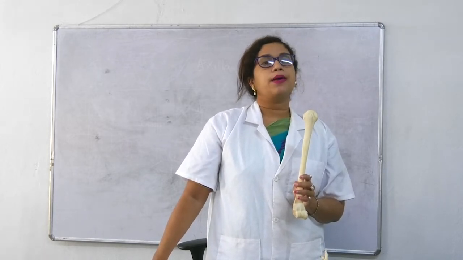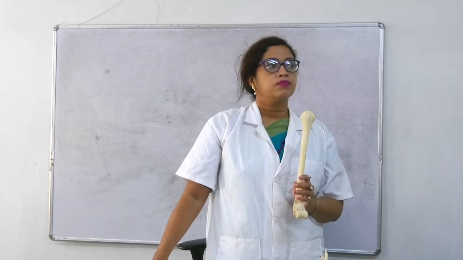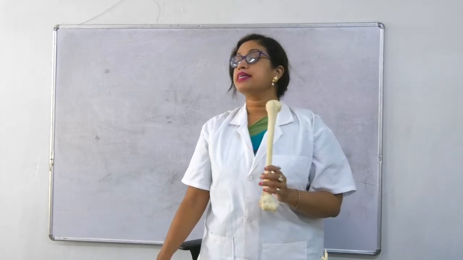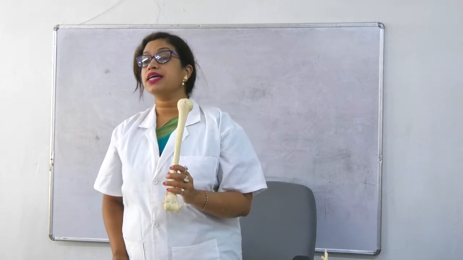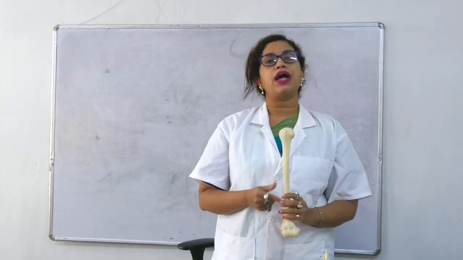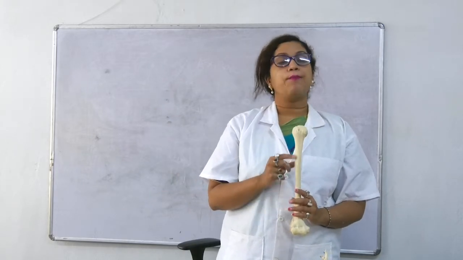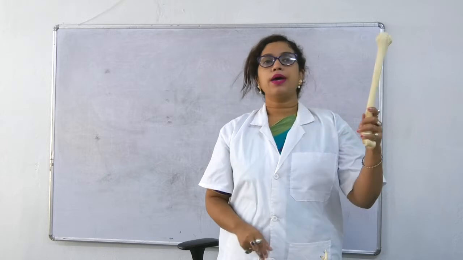It will supply mainly the extensor muscles of the forearm. Okay. Posterior interosseous nerve, 2 MCQs used to come. Anterior interosseous nerve is a branch of median nerve, and posterior interosseous nerve is a branch of radial nerve. So you understood about the radial nerve.